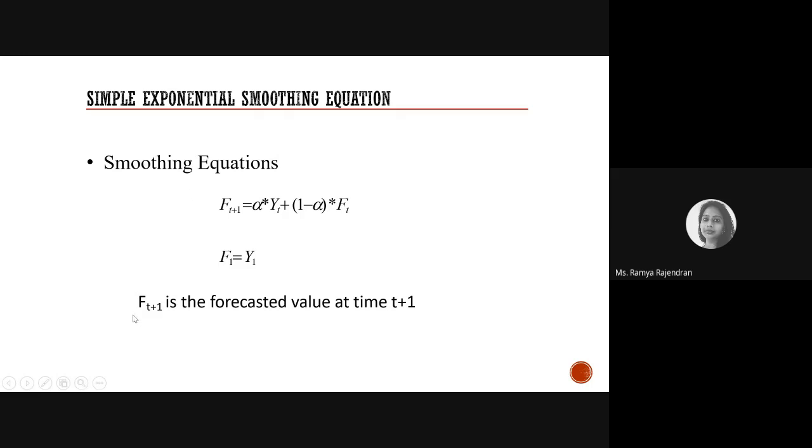For example, I have data for the previous week's breakfast demand and I have to predict today's demand. Here I'm just using my previous day's demand as Y t and today is F t plus 1. I'm just going to assume 40 people ate in my canteen yesterday. So alpha into 40 plus 1 minus alpha into 40. Here you can just assume F equal to Y.